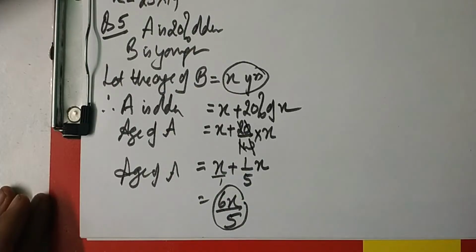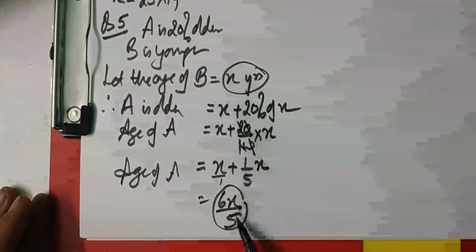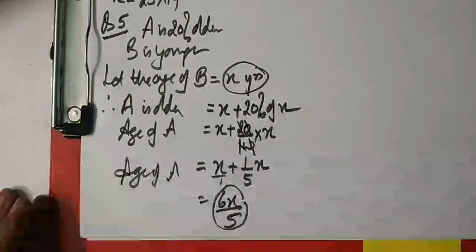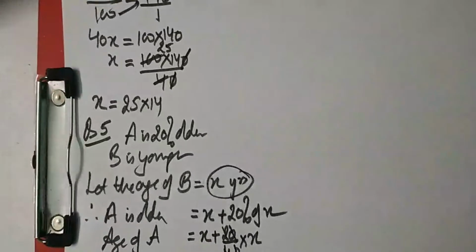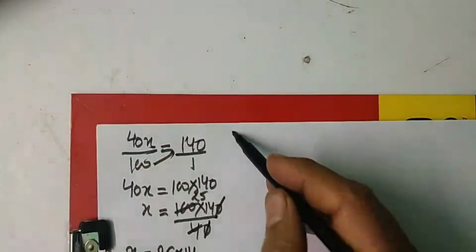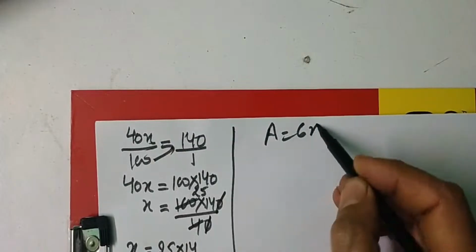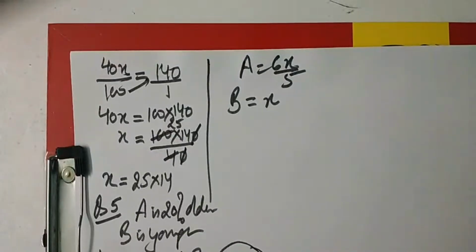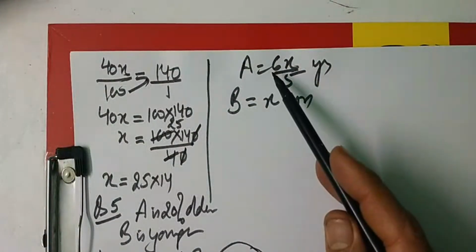Now the question says B is young. It is written B is young. So we found age of A is this and B is this. How much is B younger? That means it is an increase percent type question. So B is how many years younger? So what will you do? We will find the difference of the age. I have got A is 6x upon 5. B we took x years. Both are in years. So who is older? A is old, B is young.